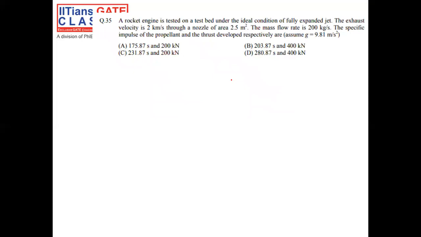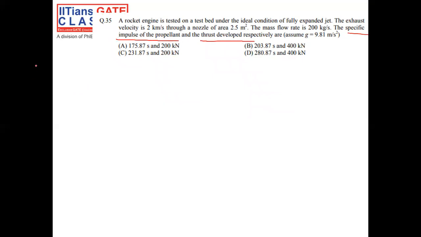Next question. A rocket engine is tested on a test bed under ideal condition of fully expanded jet. The exhaust velocity is 2 km per second through a nozzle of area 2.5 meters square. The mass flow rate is 200 kg per second. The specific impulse of the propellant and thrust produced respectively are. So we need to find out the specific impulse of the propellant and the thrust developed.